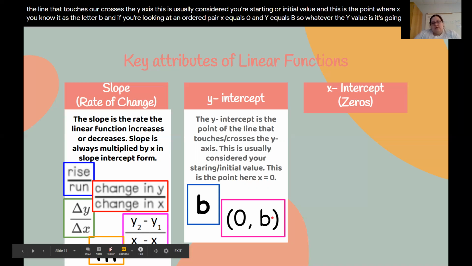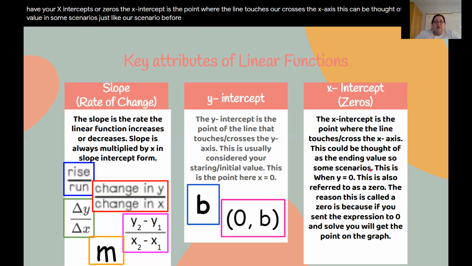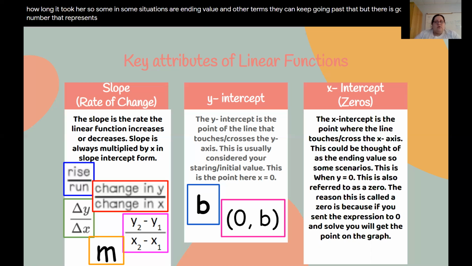And next you have your x-intercepts or zeros. The x-intercept is the point where the line touches or crosses the x-axis. This can be thought of as the ending value in some scenarios, just like our scenario before. She had finished driving, she had 0 miles left, and she had arrived at work, and that's how long it took her. So in some situations, our ending value. In other terms, it can keep going past that, but there is going to be a number that represents it.